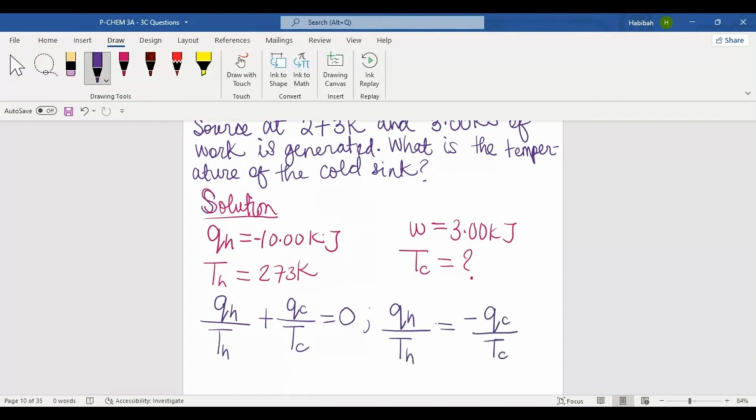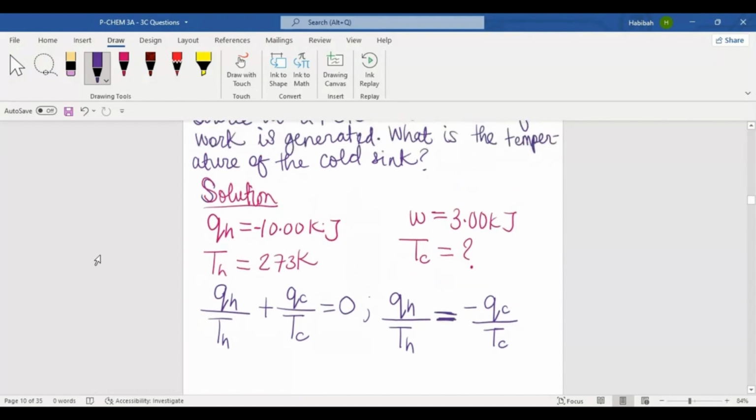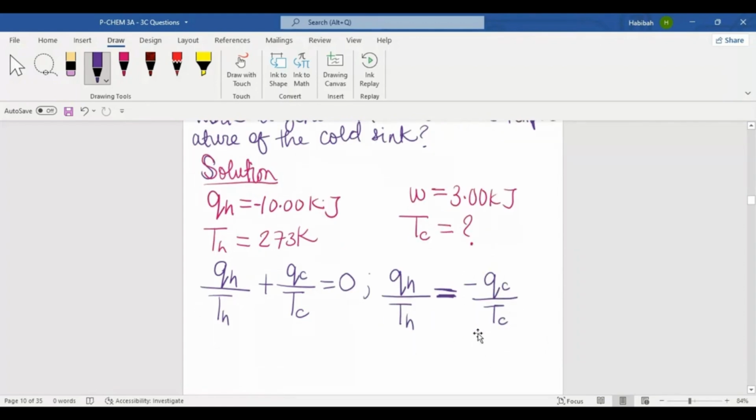So this is it. This is 100% it. Now I wanted to mention something. We've been given the heat of the hot source. We know that. We know the temperature of the hot source. We don't know the heat of the cold sink, and we also don't know the temperature of the cold sink, and we're supposed to solve for it.